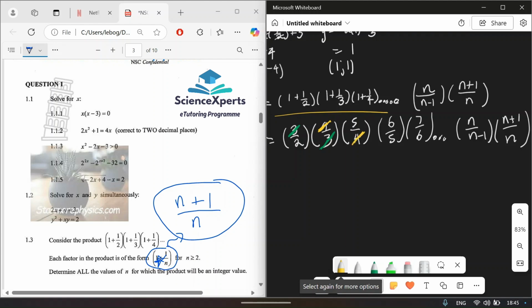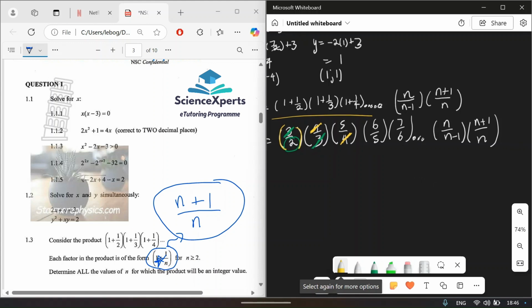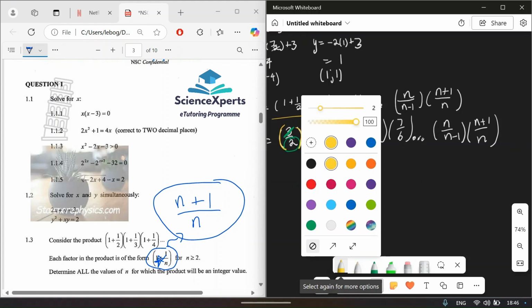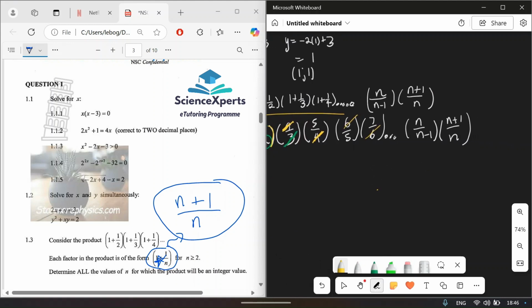Now let's look at this 2 here. What will happen with this 2? Where is its partner? Its partner was supposed to be the numerator before this first term, so it has no partner to cancel with. It means that it will remain there. It won't be cancelled. Now they will cancel in that order. 6 will cancel 6. Then let's see what will happen at the end.